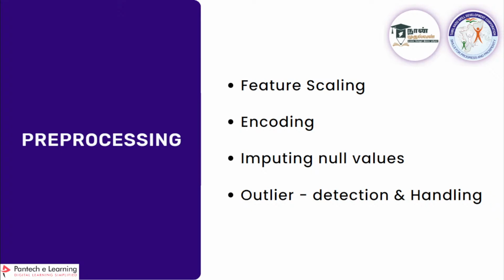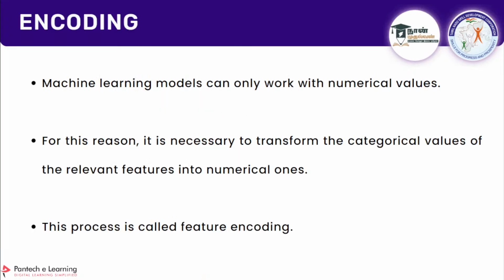So we'll start with encoding now. What is encoding? Machine learning models can only work with numerical values. You cannot give categorical values into a machine learning model, so we have to transform these categorical values.